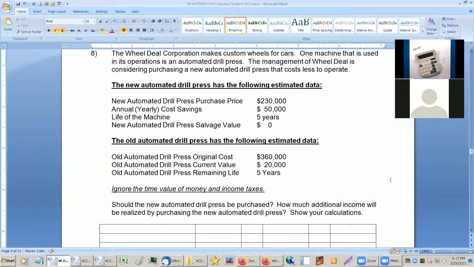What was the question? I'm sorry. The question is, here we've got this old drill press. We have these three data: the original cost, the current value, and the remaining life. Of those three, one of them is obviously not relevant, which is it? Would it be the original cost? Yep, the sunk cost.